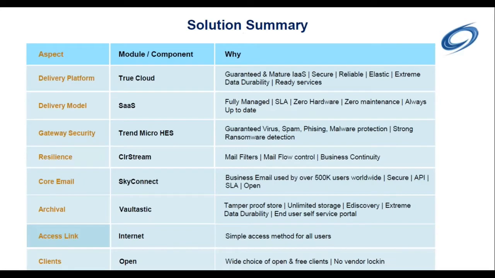This is a solution summary, which I have already spoken about. It's a true cloud, it's a SaaS application. We have Trend Micro Security. Clearstream is again a periphery security. SkyConnect is the email application. Vaultastic is the archival. And then you need internet, and you can use any open client when you are accessing your emails.